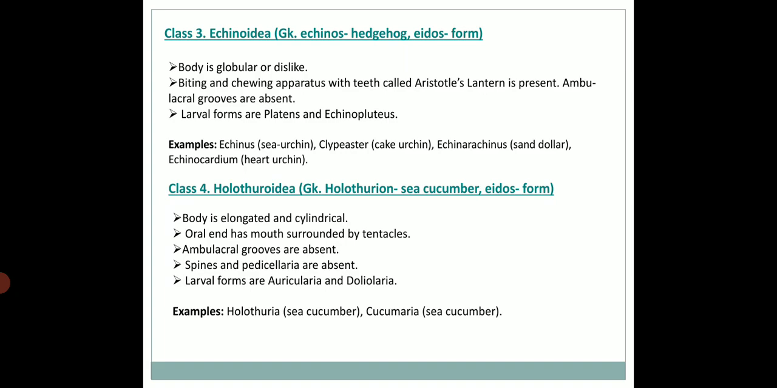Fourth class, Holothuroidea, that is the sea cucumber. Eidos means form. The body is elongated and cylindrical. The oral end has the mouth surrounded by tentacles. Ambulacral grooves are absent. Spines and pedicellariae are absent. Larval forms are Auricularia or Doliolaria larva. Examples are Holothuria, sea cucumber, and Cucumaria, sea cucumber.